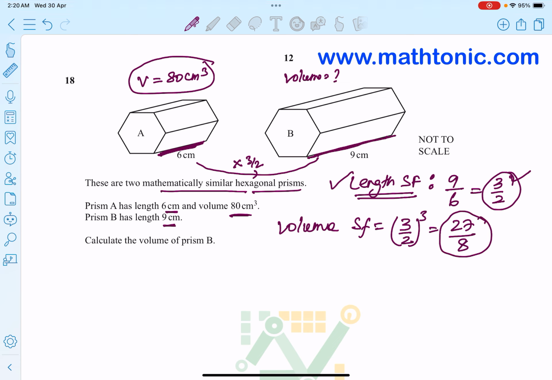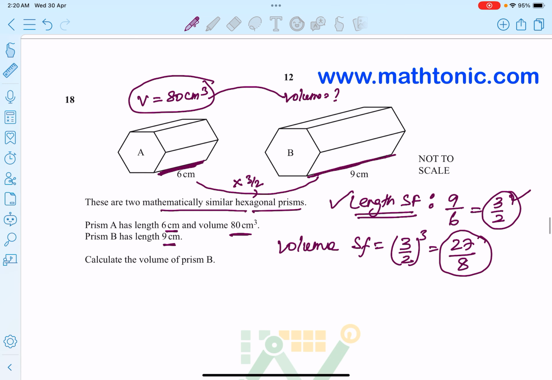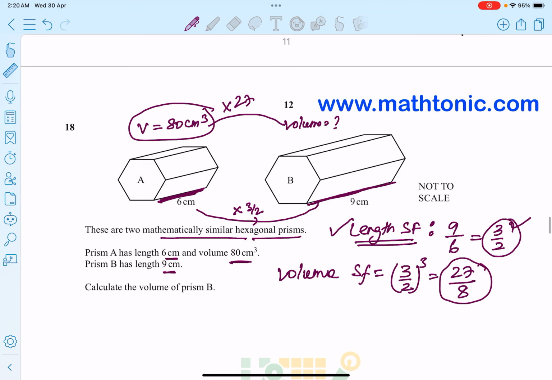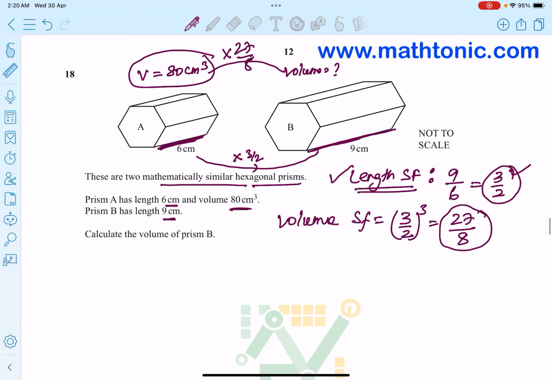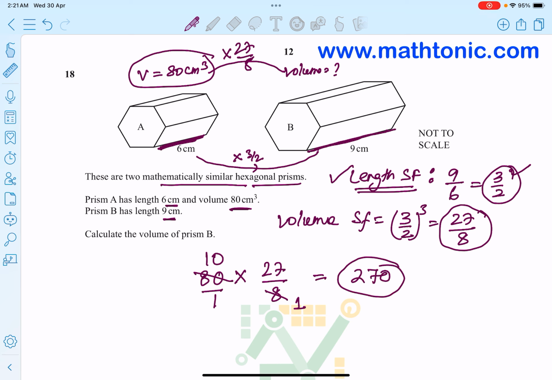So the volume scale factor will be 27 over 8. What does it mean? The bigger volume should be 27 over 8 times bigger. Very simple. So how can we find out? The smaller volume is given, 80 times 27 over 8, right? That is 80 over 1. So we can cancel this. 8 times 1 is 8 and 8 times 10 is 80, which equals numerator times numerator, 27 times 10, that is 270 centimeter cube, the volume of prism B.